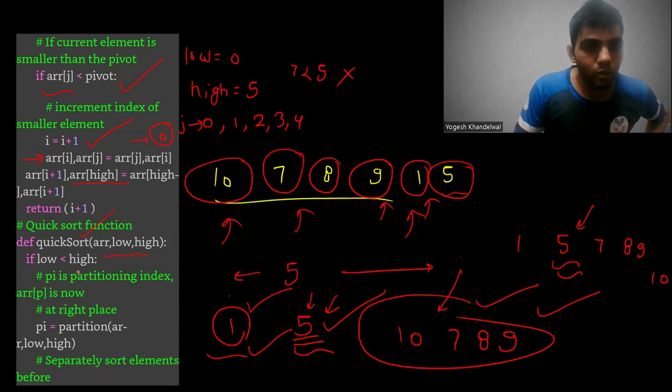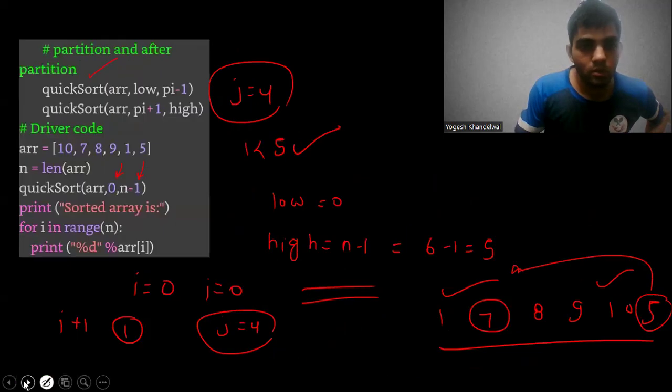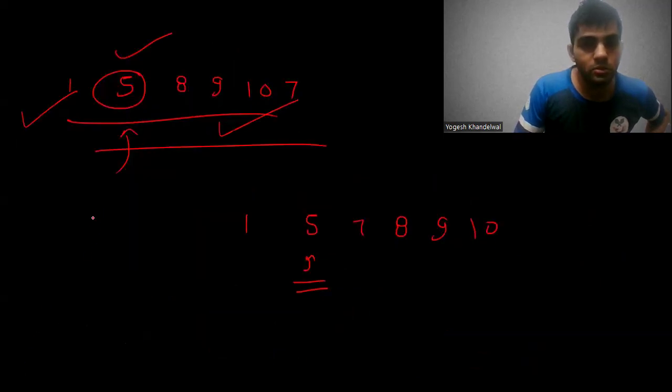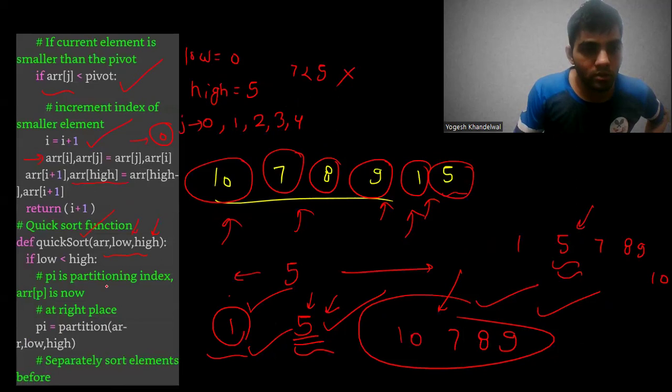So if low is less than high, then here low is 0 and high is n minus 1. So in our case initially low is 0 and high is n minus 1, high is 5. So this is correct. Then pi is the partition index. Array of pi is now at the right index, so we have done this after doing the partition function. Our element 5, which is our pivot element, is at its right position, and this is giving its index, so this will return i plus 1.